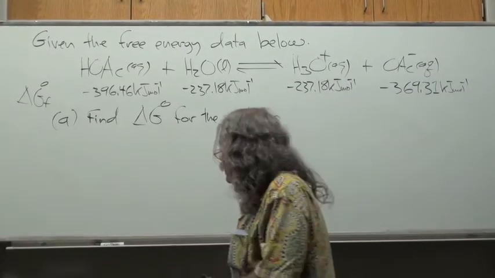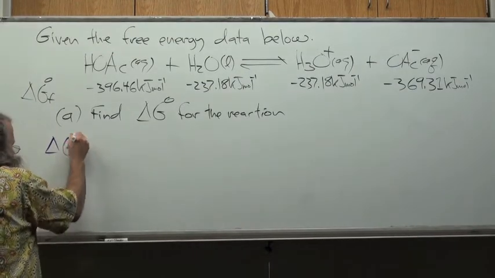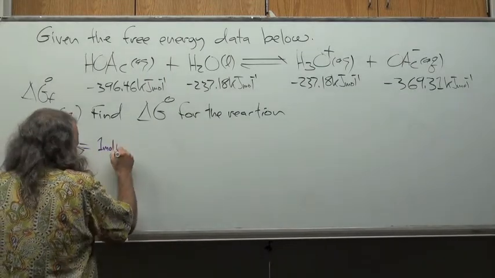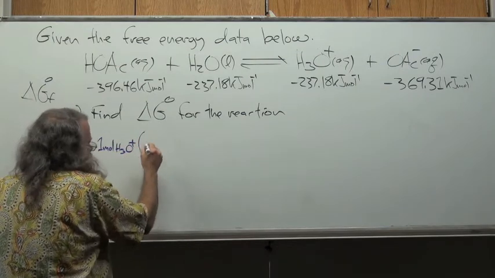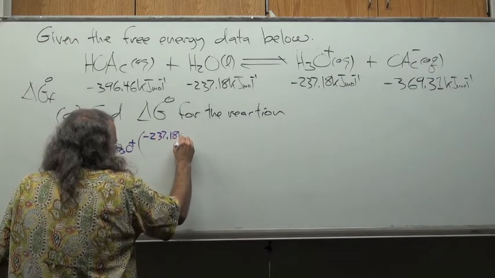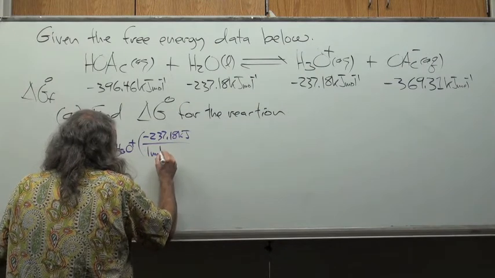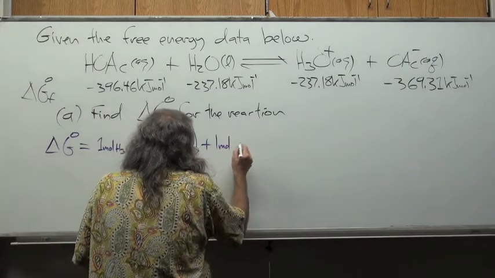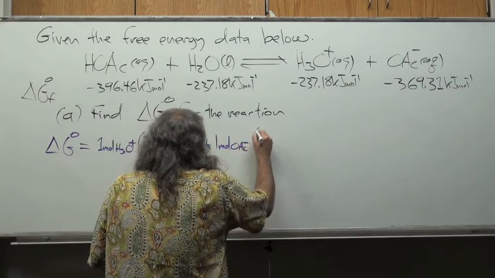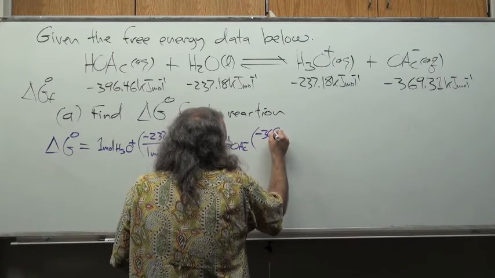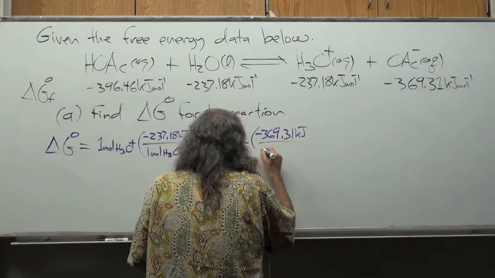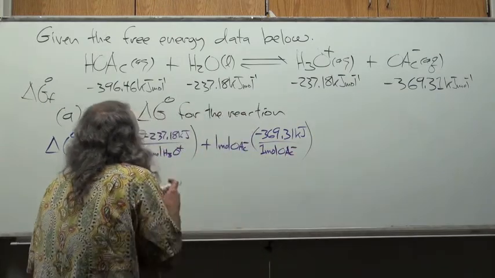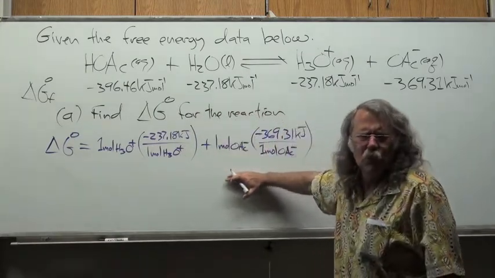A lot of it is going to be in the detail of your answer. So delta G naught is going to be equal to: I have 1 mole of hydronium ions, and there is minus 237.18 kilojoules for every 1 mole of hydronium ions, plus 1 mole of acetate times minus 369.31 kilojoules for every 1 mole of acetate ions. And now it's products, what?